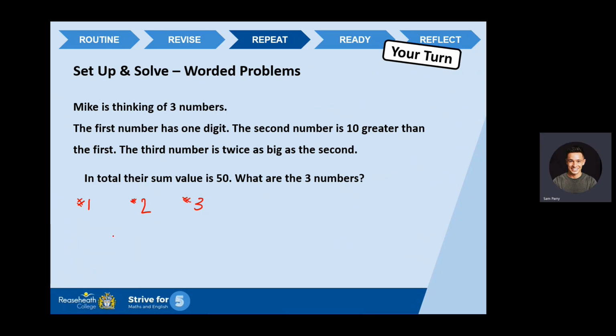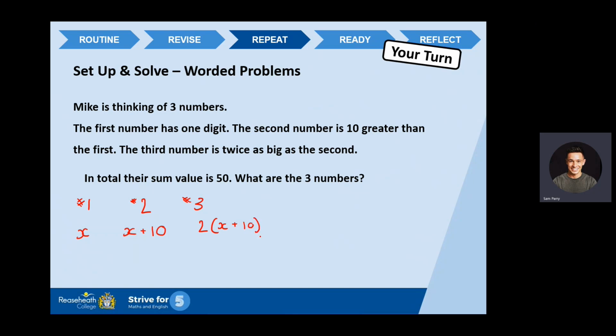So the first number is a 1-digit number. We don't know what it is, so it's just going to be x. The second number is 10 greater, so it's going to be 10 bigger. Not 10 times as big, just 10 bigger, so it's going to be x plus 10. Now the third number is twice as big as the second. So what you could do is say it's going to be 2 lots of x plus 10.